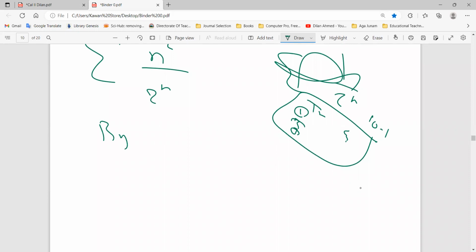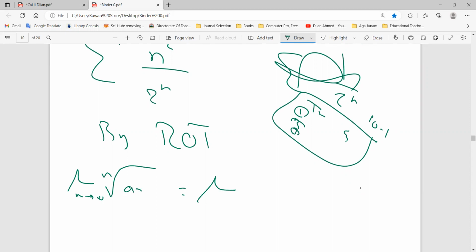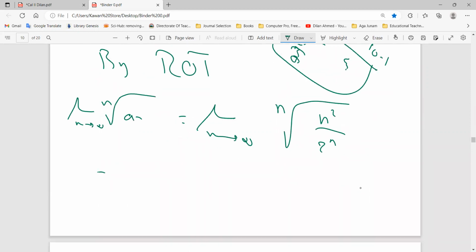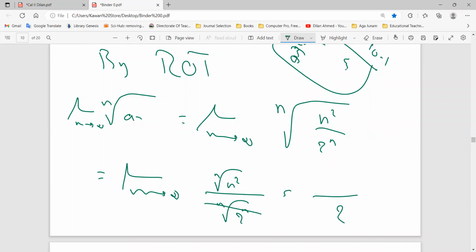So I say by root test, I'm going to take the limit of the nth root of an, which is equal to the limit of the nth root of n squared over 2 to power n, which is equal to the nth root of here and the nth root of here. And you know that one will cancel. And that one equals what? 1 squared. How? Because we know the nth root of n equals 1. It was the second theorem in that one.